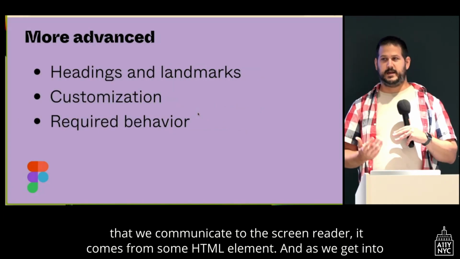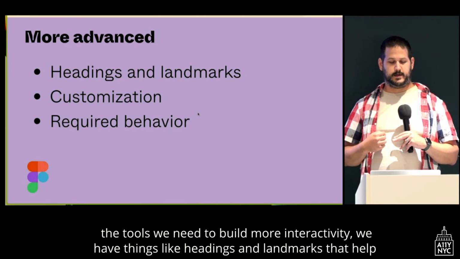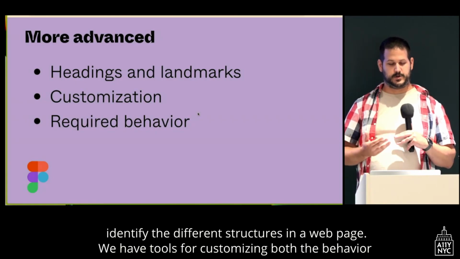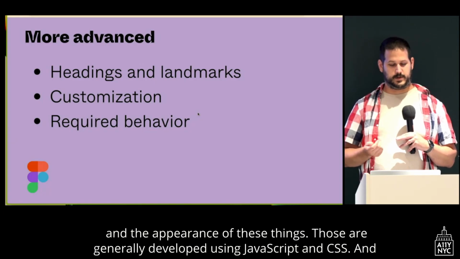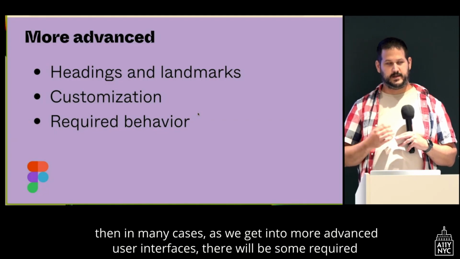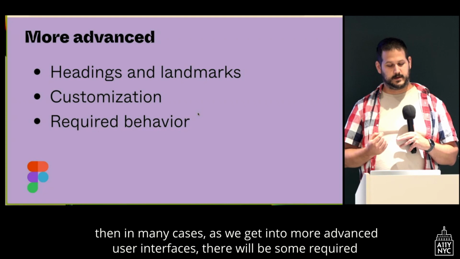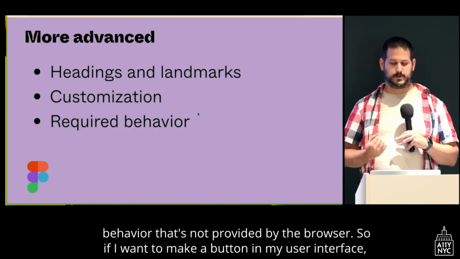And as we get into the tools that we need to build more interactivity, we have things like headings and landmarks that help identify the different structures in a web page. We have tools for customizing both the behavior and the appearance of these things. Those are generally developed using JavaScript and CSS. And then in many cases, as we get into more advanced user interfaces, there will be some required behavior that's not provided by the browser.